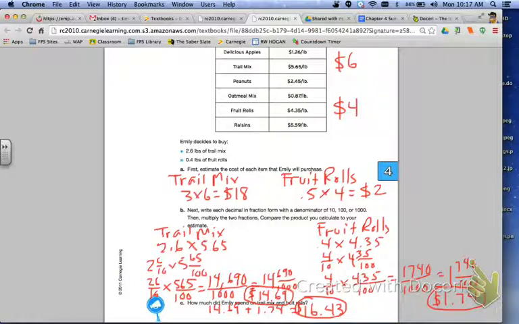In letter B, there's the work that you need to show, again, taking your decimals, converting them to mixed numbers. The trail mix cost would be $14.69. Fruit rolls, same exact thing, taking my decimals and converting them into fraction form. The cost for the fruit rolls would be $1.74. When you add together the $14.69 and the $1.74, you get a total of $16.43 that Emily spent.